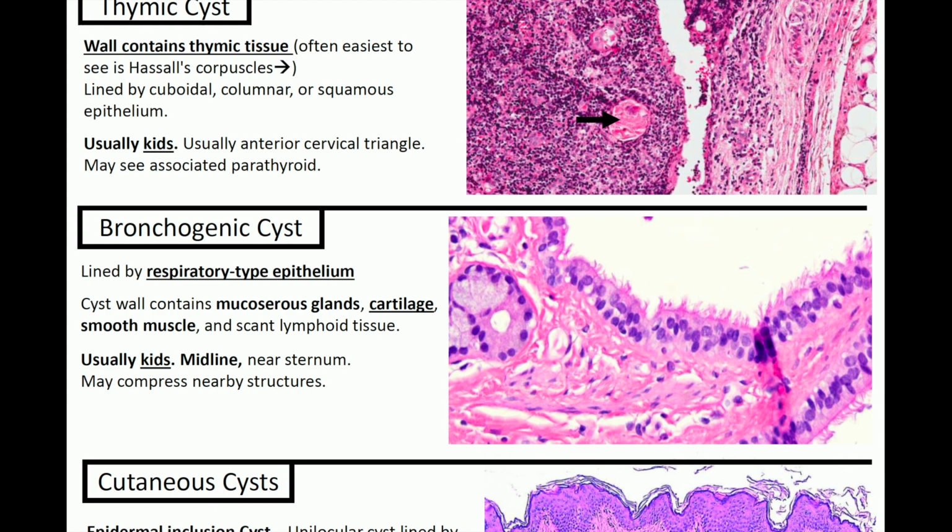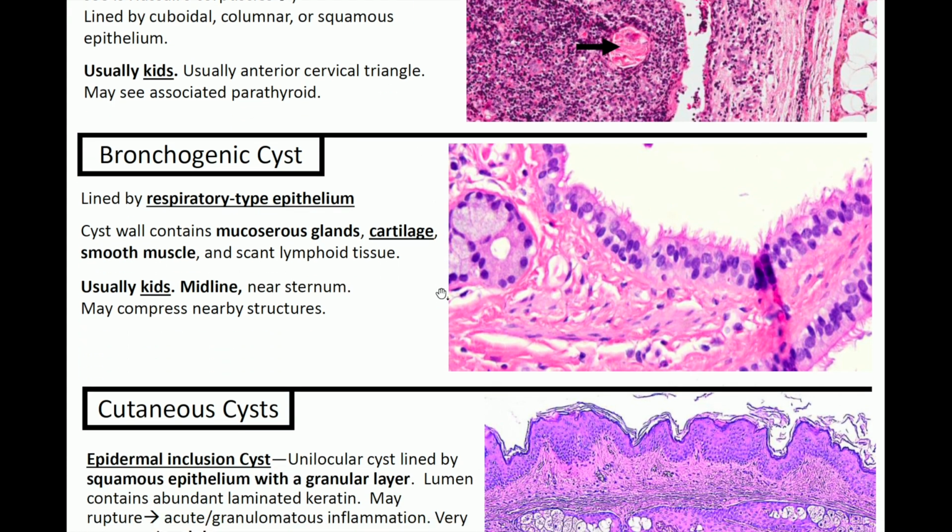All right, moving on, we've got thymic cysts. And thymic cysts have a wall that contains thymic tissue. Often easiest to see is Hassall's corpuscles. And thymic cysts are lined by cuboidal or columnar or squamous epithelium. Usually occur in kids, and usually the anterior cervical triangle, and may see associated parathyroid. And again, with the thymic cyst, you have the wall that contains thymic tissue, which is what we're seeing here. Often easiest to see is Hassall's corpuscle, which is what the arrow is pointing to.